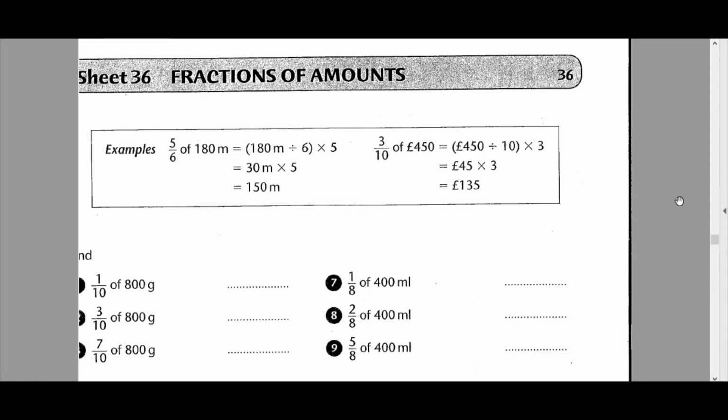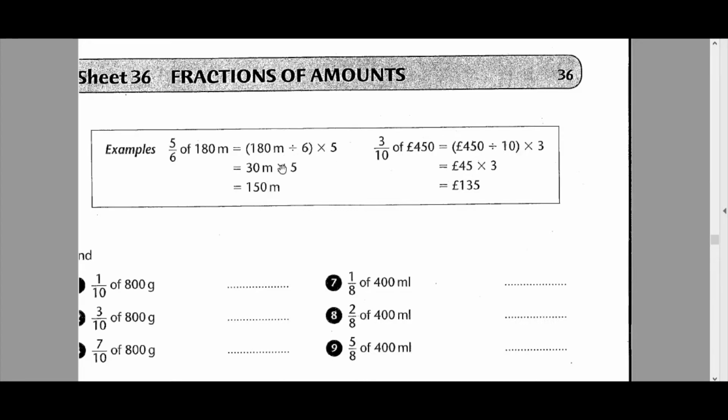To start with, sheet 36 is all about finding fractions of amounts. Now, these are fairly straightforward. I'm not going to go through these in detail, but I wanted to remind you of the fraction rhyme, because that's what you need to use to work out the answers. The fraction rhyme is: you divide by the bottom and you times by the top, and that way your fraction will hit the spot. And it gives you an example of that up here.